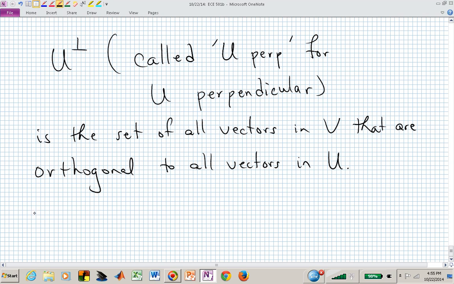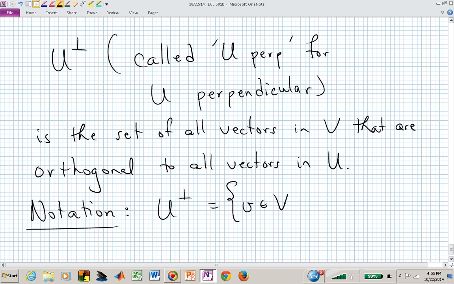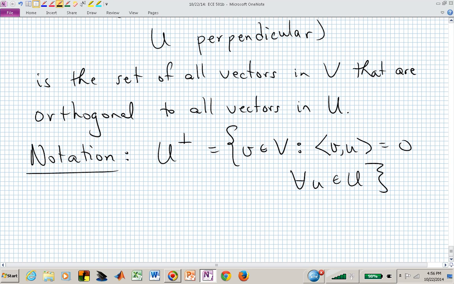Here is another notation. U perp is now the set of vectors v in the vector space capital V such that v with u, the inner product, is 0 for all vectors u belonging to the subset capital U. That's what we mean by U perp, capital U perp.